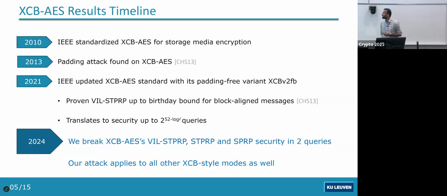We not only break the VLSTPRP or STPRP security, but also the very basic and weakest security, SPRP security. Basically, it's not even a strong pseudo-random permutation. The attack is not only a distinguishing attack, but also a message recovery attack. You can recover almost the entire plaintext. Finally, the attack is not specific to XCB AES. It applies to all other XCB variants, like other TEMs that have the same design strategy as XCB AES.